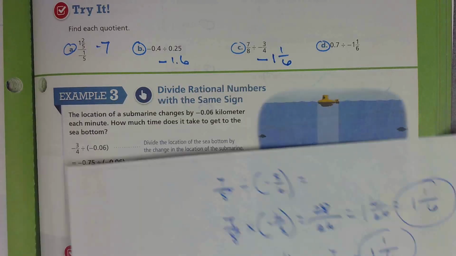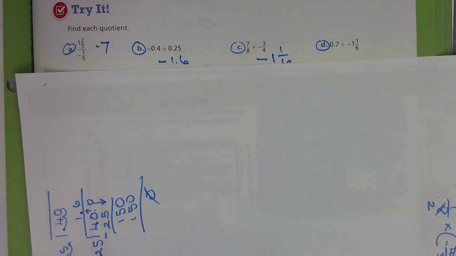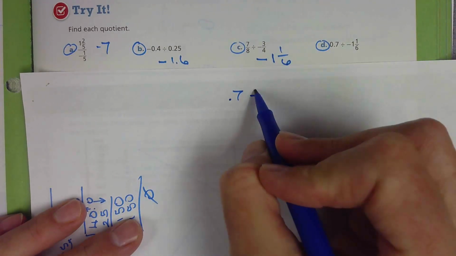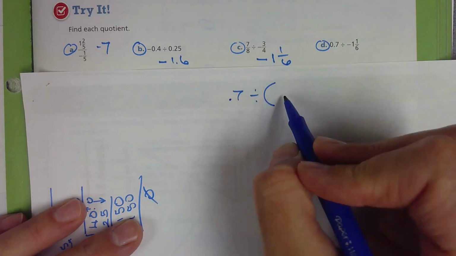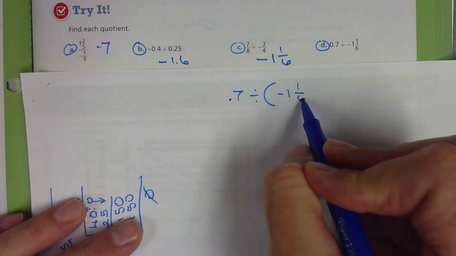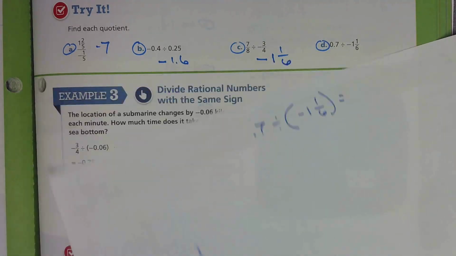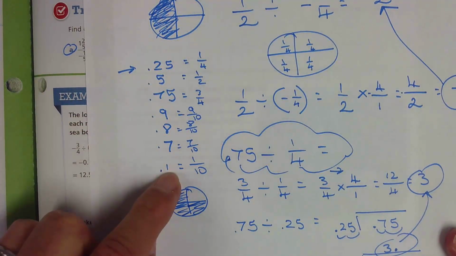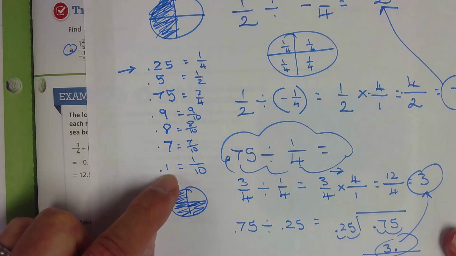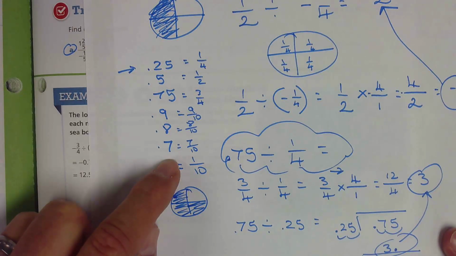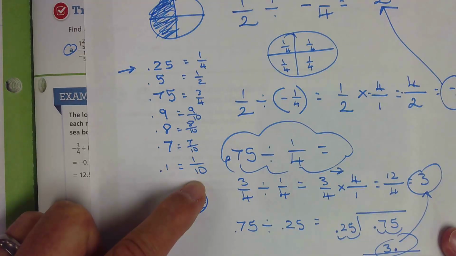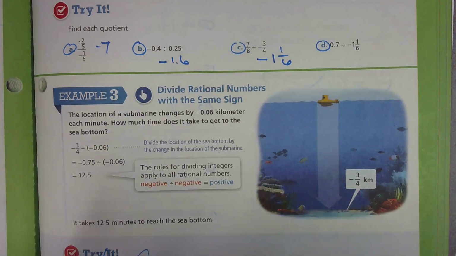So let's look at the last one. Here we have a decimal being divided by a negative 1 and 1/6. So I'm going to put 0.7 divided by, in parentheses, a negative 1 and 1/6. Well, if you guys remember earlier when I was talking about there's some conversions you should just have in the top of your head. And here it is again. 0.7, 0.6, 0.5, 0.2. It's going to be that over a tenth. So going back to this problem here, it's 0.7.